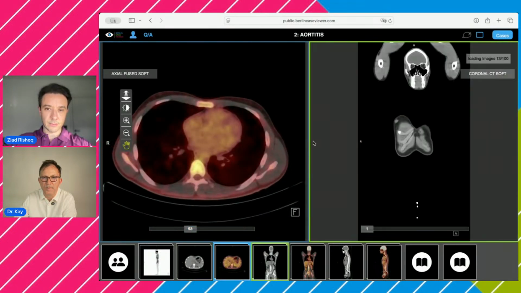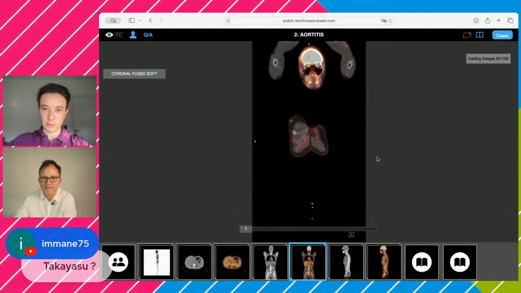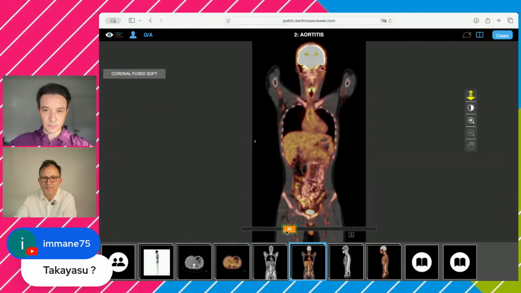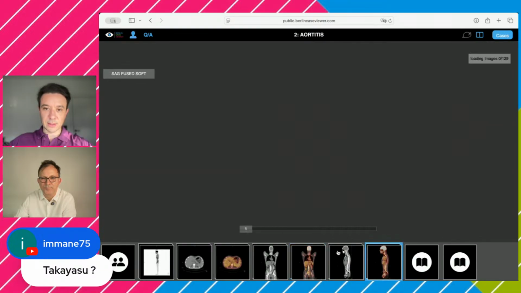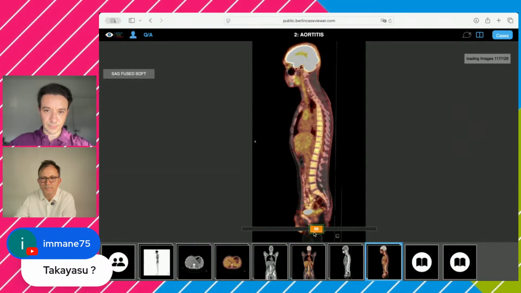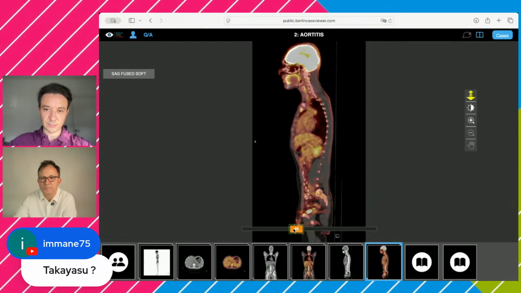And here, if we look at the coronal, we can see this is the ascending aorta, and it is showing uptake. Actually, the branches of the aortic arch are also showing uptake. And in the sagittal, you can see there's also uptake here, and this is part of the descending aorta. The proximal part is also showing intense uptake.